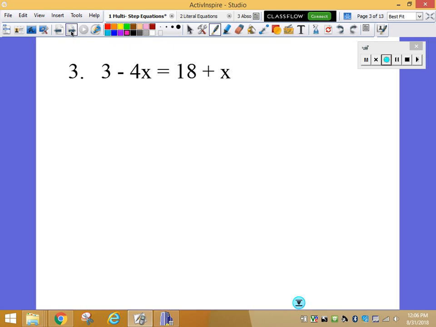Example 3, write this one down. Draw a line through your middle. This one's a little bit different because look at that x. There is nothing with it, but y'all know this. We've done this a lot. If there's no number there, we can really put a 1, okay? So step 1, see if you can combine like terms. On the left, I got 3 minus 4x. Those cannot combine. On the right, I got 18 plus 1x. Those cannot combine. So I'm just going to start by moving the x to the left.